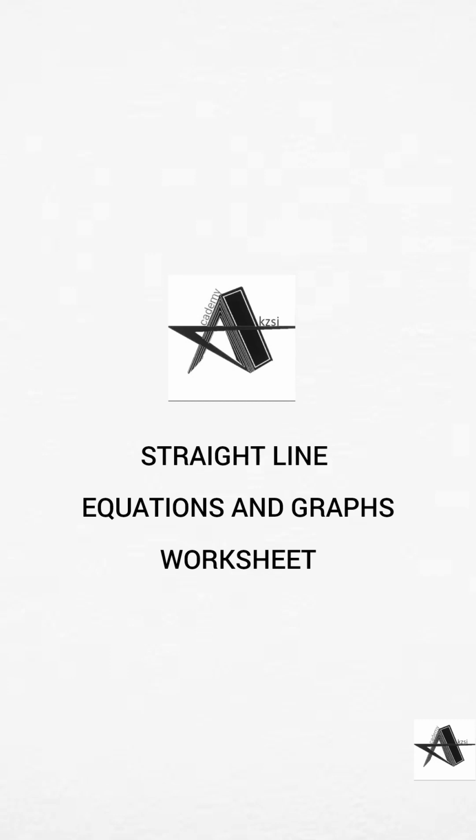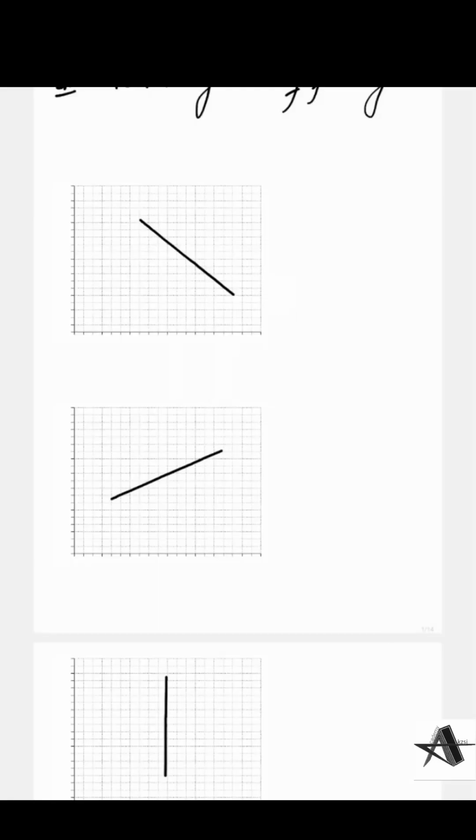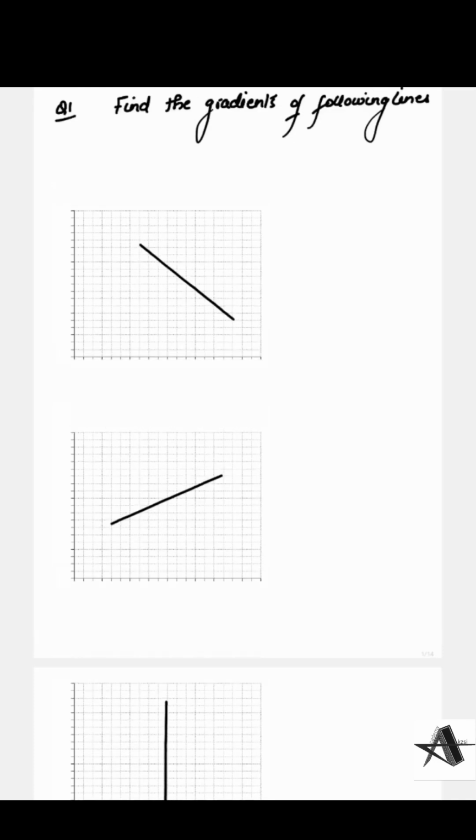Okay, so let me start with this one. The first question says find the gradient of the following lines. We have already done this in our previous class. What you need to do is pick any two points. Let me pick this point and move to this point. It's completely up to me which two points I select. Or I can select this point and this one, because it doesn't matter which two points you select, you're always going to get the same gradient for a straight line.